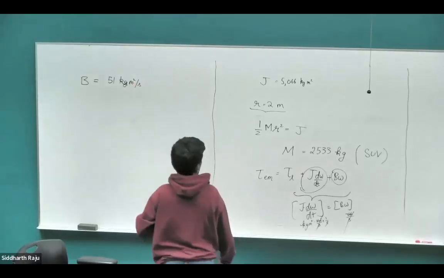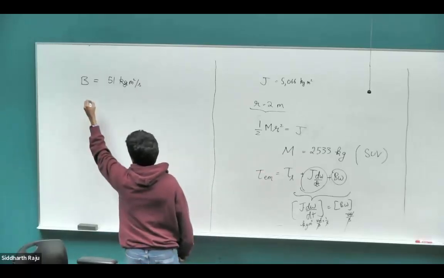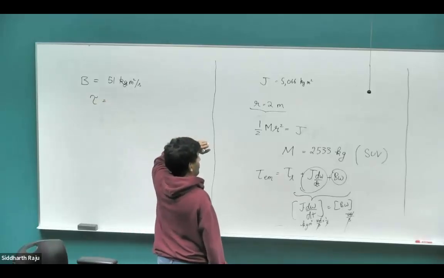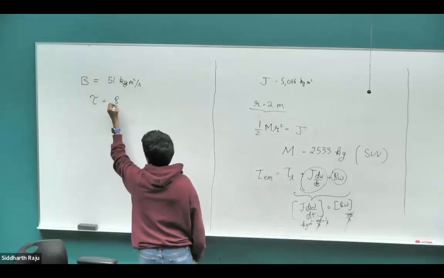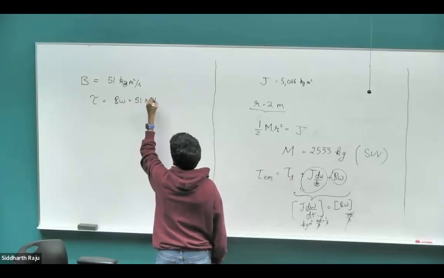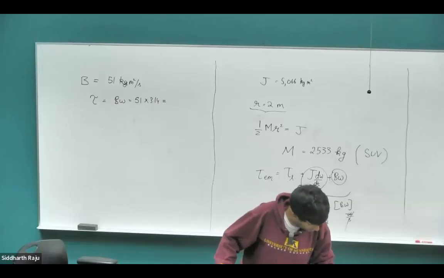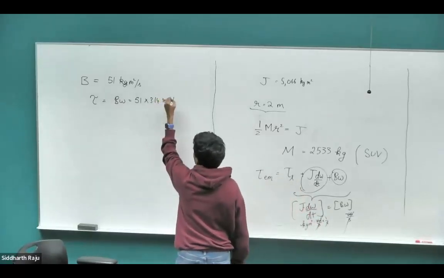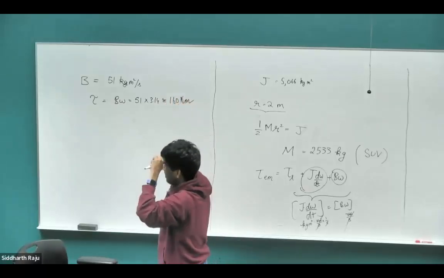And we already figured out what the rotational speed for the system was. It was 3.14 radians per second. So the torque required to be generated by the motor that's attached to this fan to rotate at that particular speed is simply given by B times omega, which is 51 times 3.14. That was around 160 Newton meter. The value is approximately 160 Newton meter.